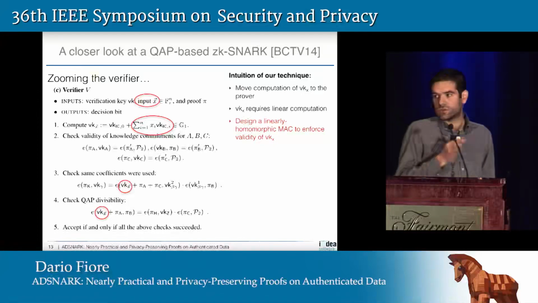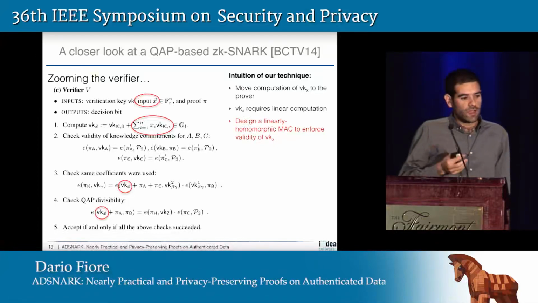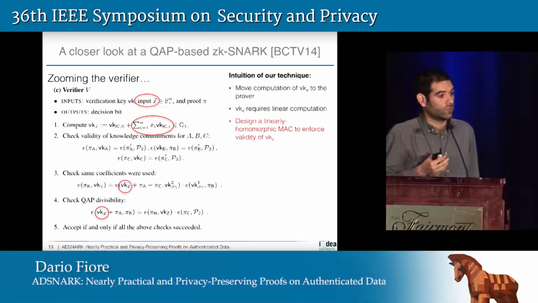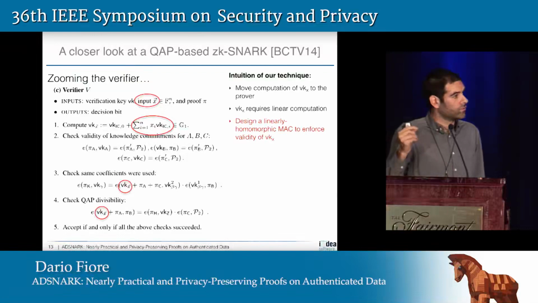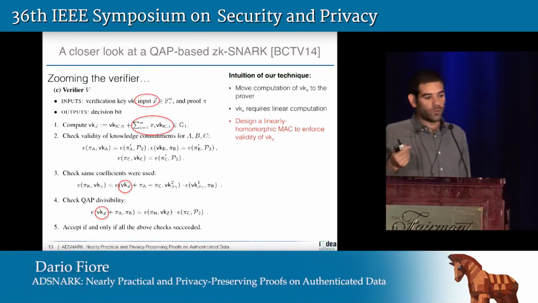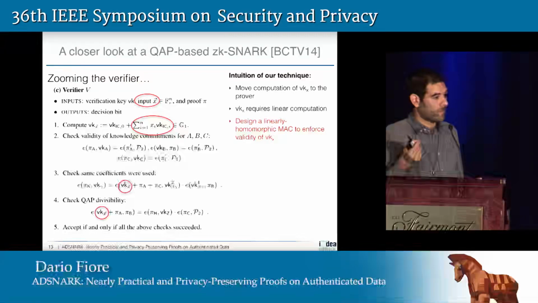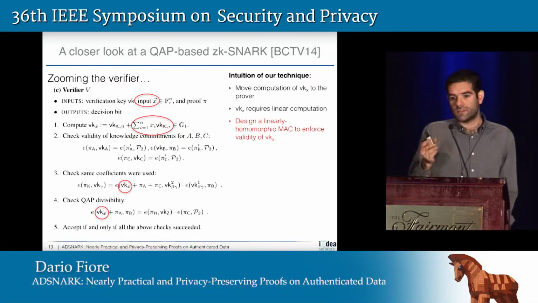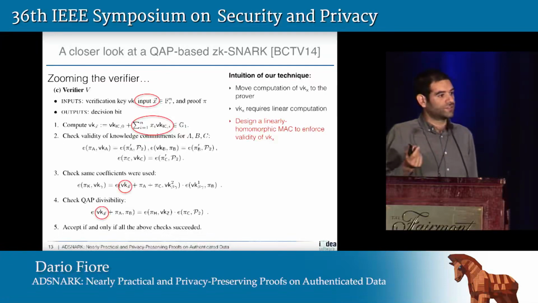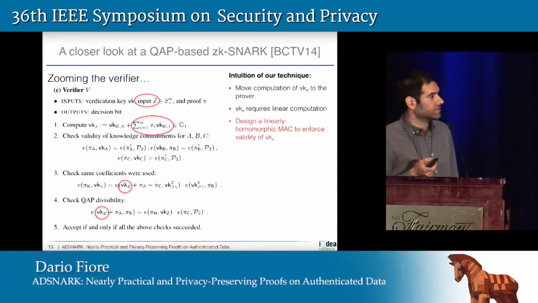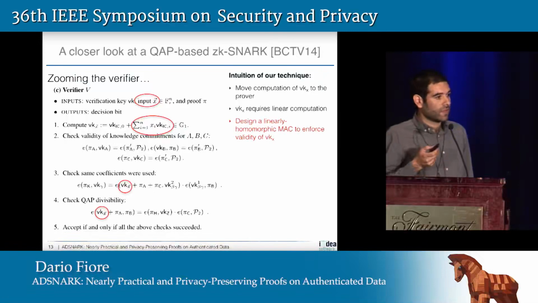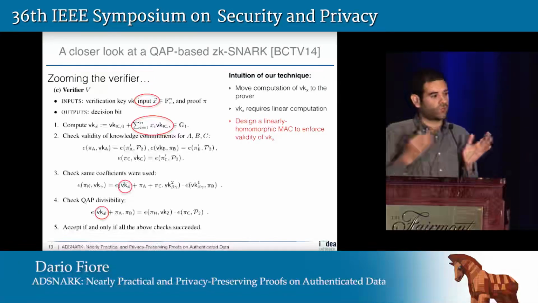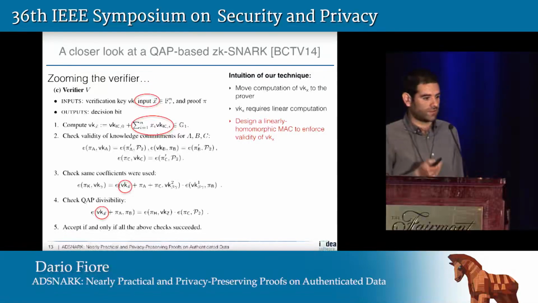Now our idea is to move this computation to the prover, but since the prover might cheat, we want to enforce the prover to be correct, and also recall that here the prover should make a proof that this holds for some authenticated X. So the way we solve this is to make this computation provable using another proof system, which is a homomorphic message authentication scheme. Using this, the prover will basically compute VKX for us and make a proof about its correctness.